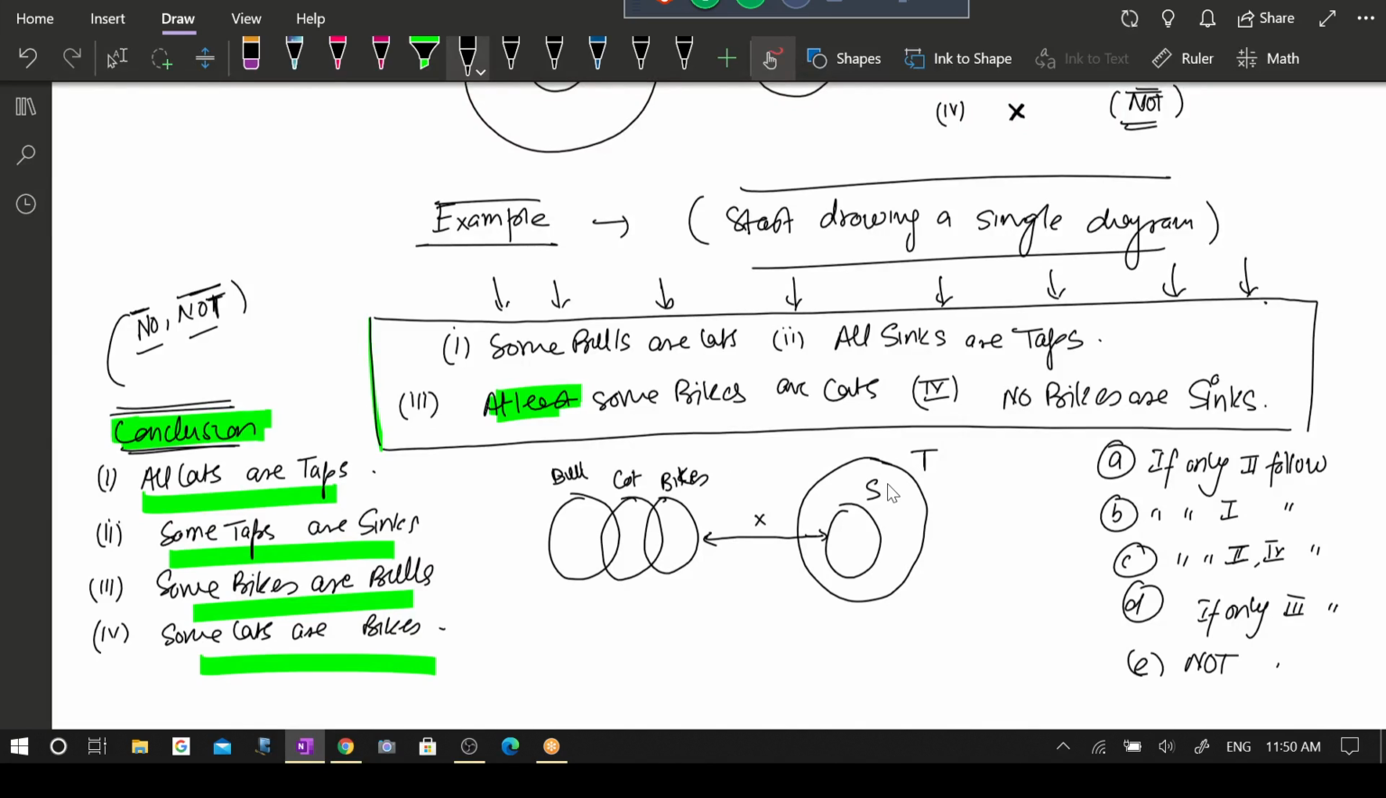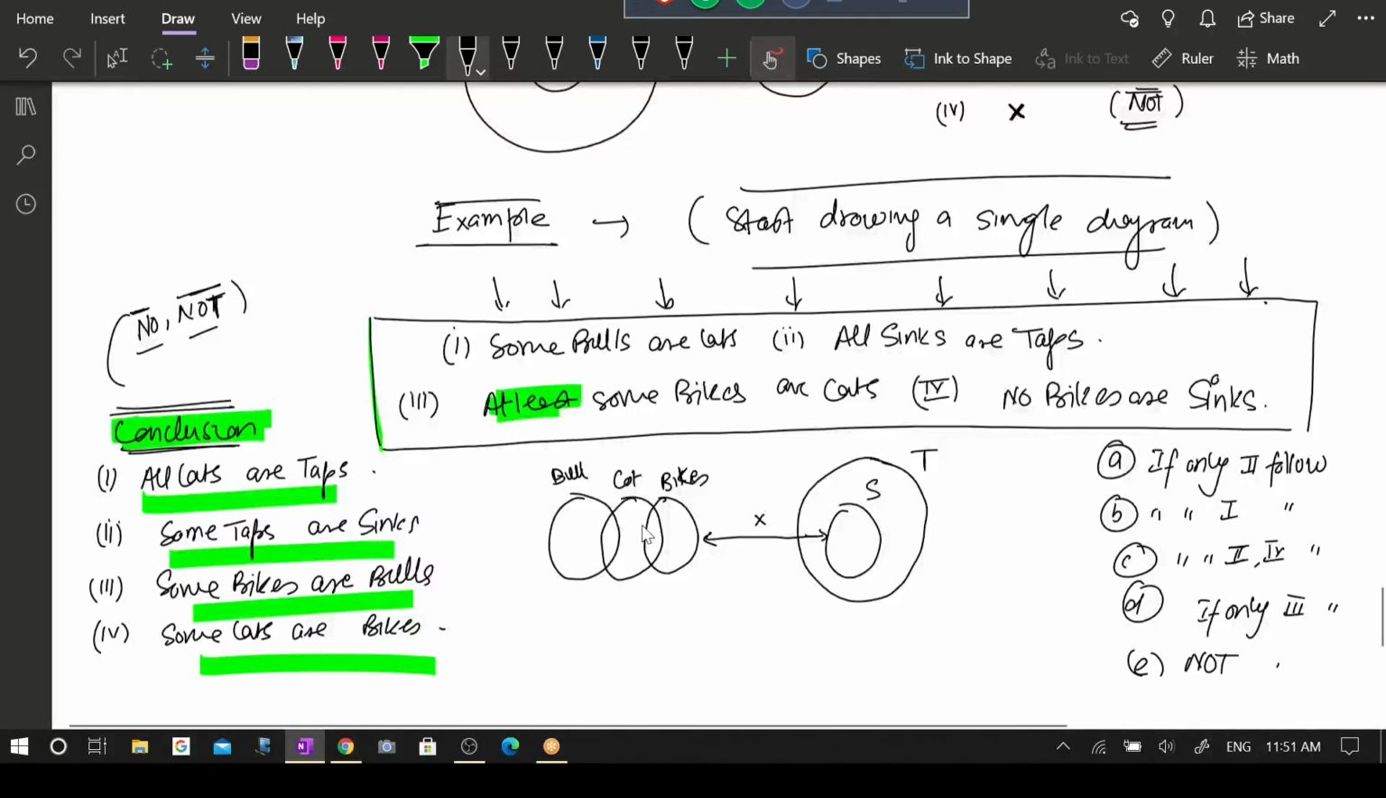Okay, this is called a minimum overlap diagram. We don't bother too much about it, we just directly do it. And since there was no "no" in the conclusions, it's very simple. Directly, just pay attention.